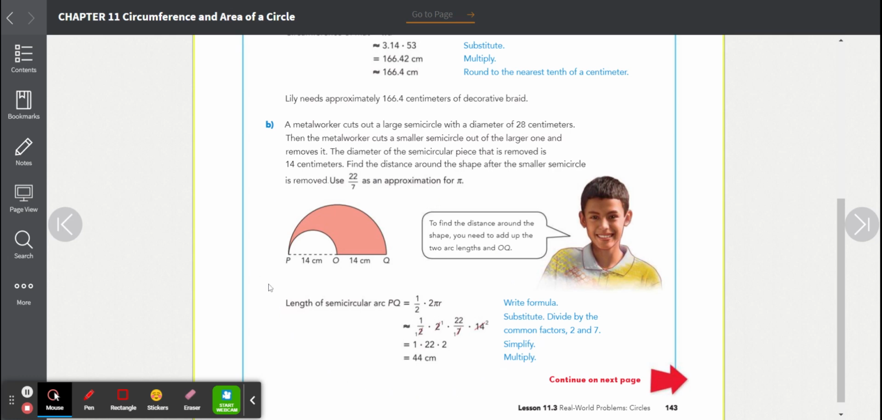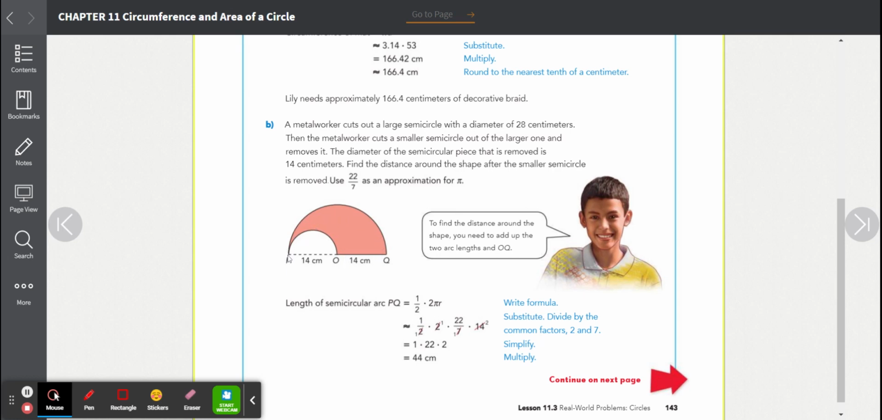Our part B for this is going to be a little different. A metal worker cuts a large semicircle with a diameter of 28 centimeters. Then the metal worker cuts a small semicircle out of the larger one and removes it. The diameter of the semicircular piece that is removed is 14 centimeters. We're going to find the distance around the shape after the smaller semicircle is removed. So we are just trying to find the distance around the pink portion of this image, right?